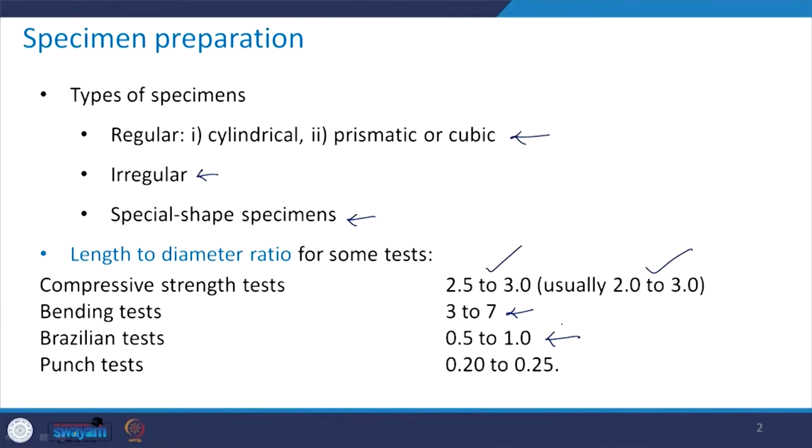So you can see that the L by D ratio here is between 0.5 to 1. Likewise, for the punch test, it can be 0.25 to 0.2. Okay, so this is what the ISRM guidelines are for the length to diameter ratio for some of these salient tests. One needs to keep this in mind while preparing the specimen.